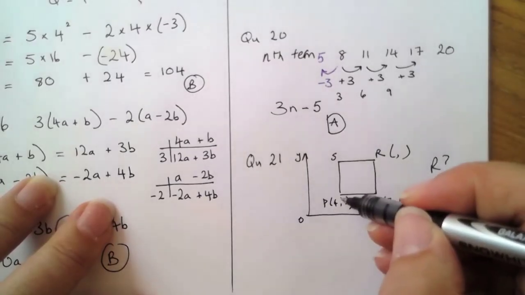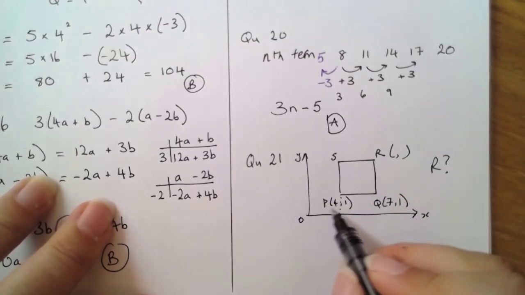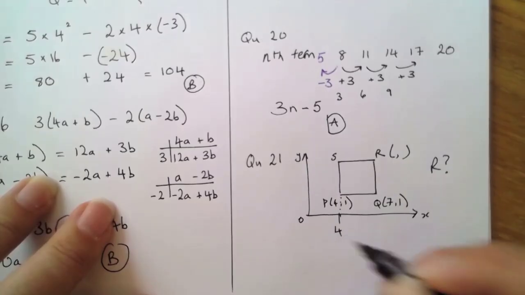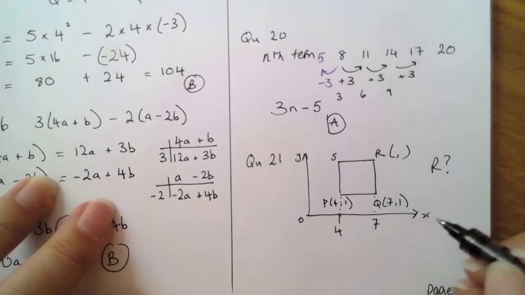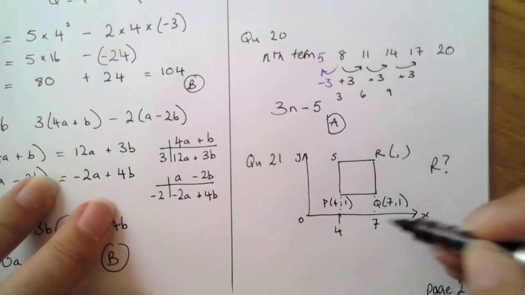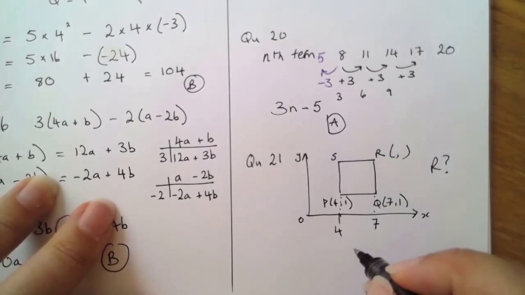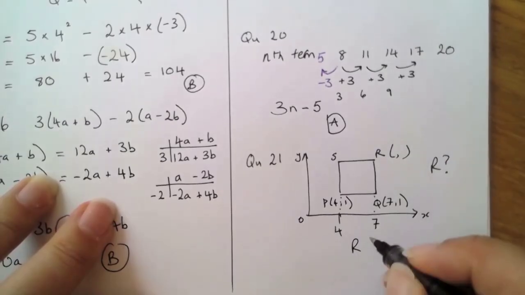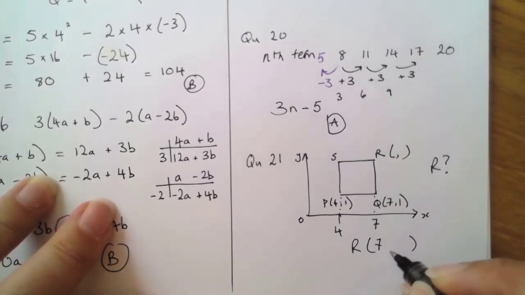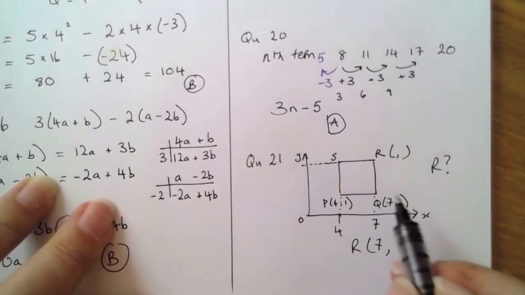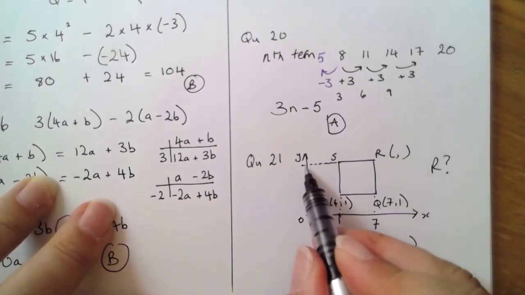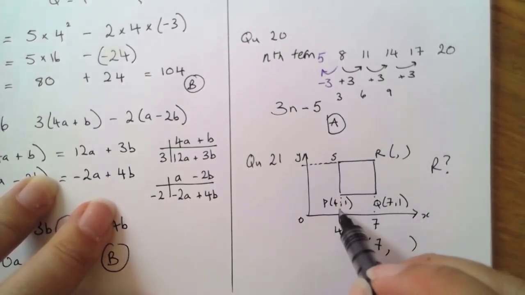If we were to trace this down, the x ordinate is 4. Here, the x ordinate is 7. Now, R will have the same x ordinate, so R will have the ordinate 7. And then if we think about it going this way, we need to find where it crosses the y. We have to think about this a bit more. We've got to think about all of it.